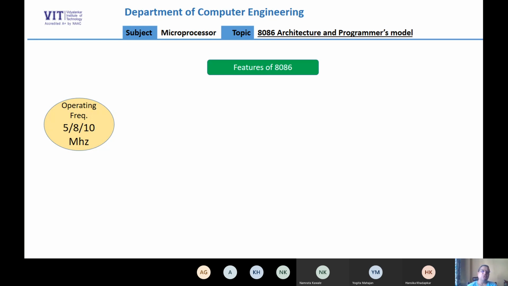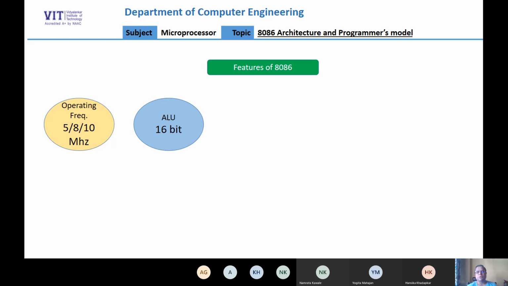So operating frequency of 8086 processor does not exceed 10 megahertz. That is the highest operating frequency with which 8086 processor works. So this is the thing that you should remember as one of the features, that its operating frequency is maximum 10 megahertz. Then 8086 processor consists of arithmetic and logic unit.